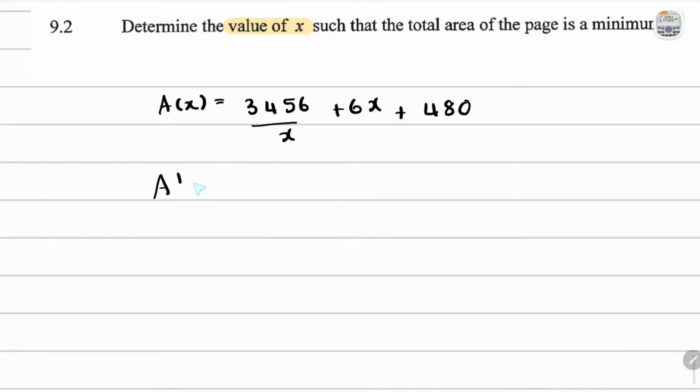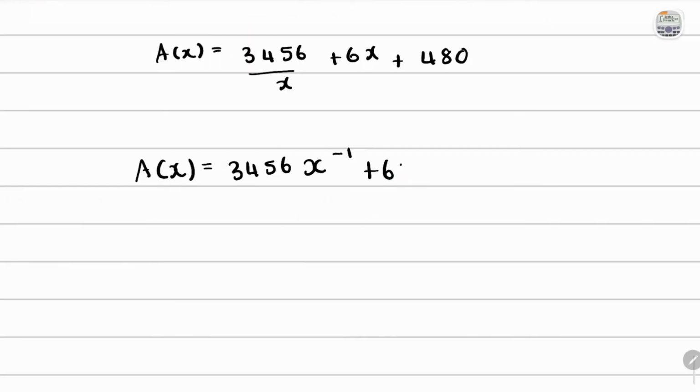So we'll say A prime of, well, we're not ready to derive yet. Do you see that the x is still in the denominator? It needs to move to the numerator so that you can properly derive. So this is going to be 3,456 x, and when you move it up to the numerator, the exponent becomes negative. And then plus 6x plus 480.